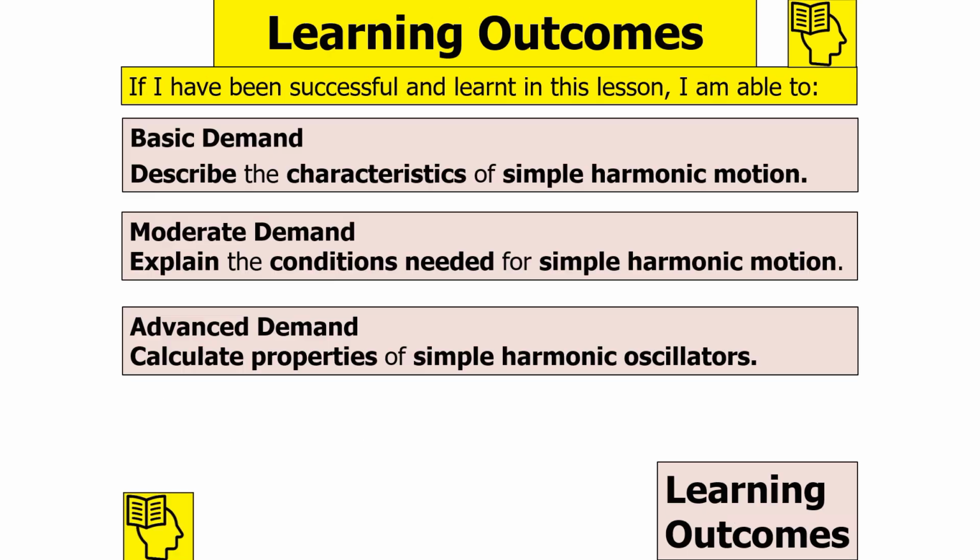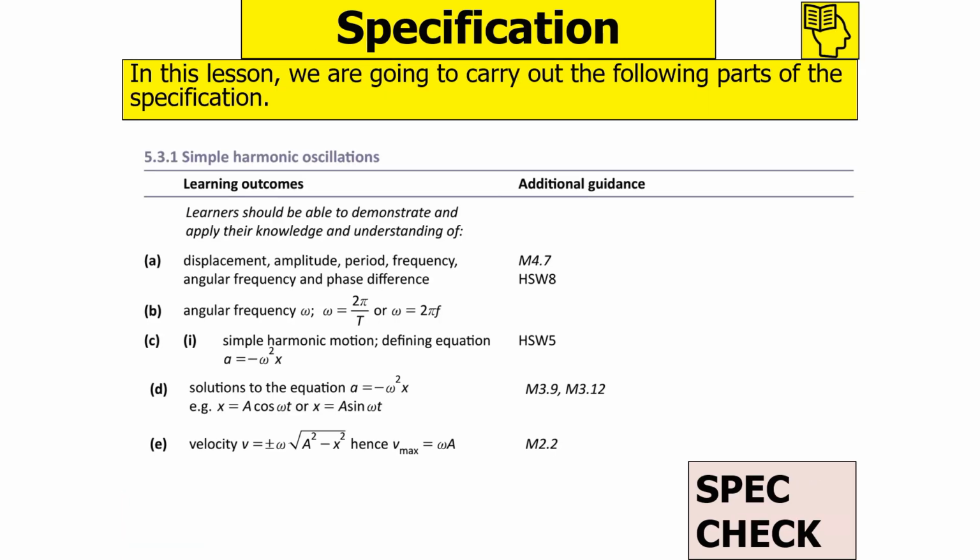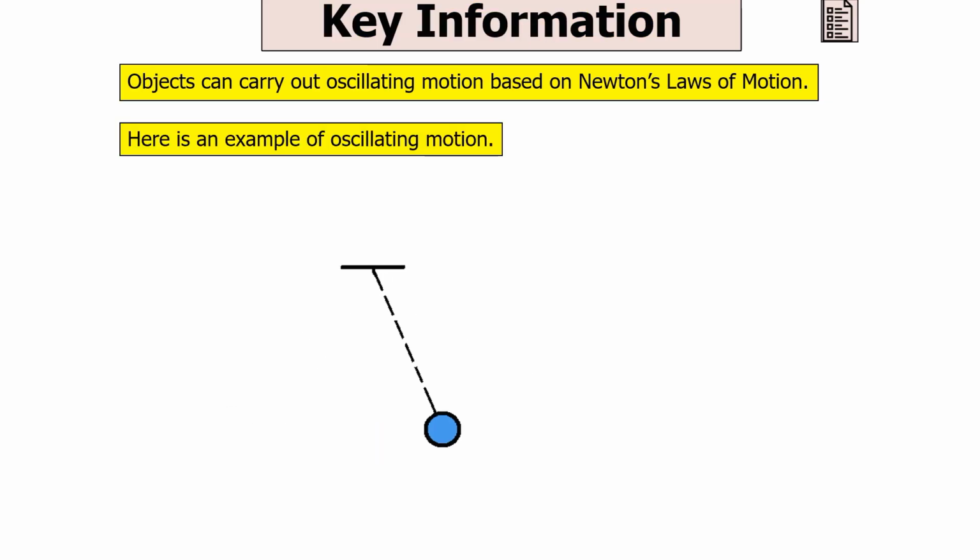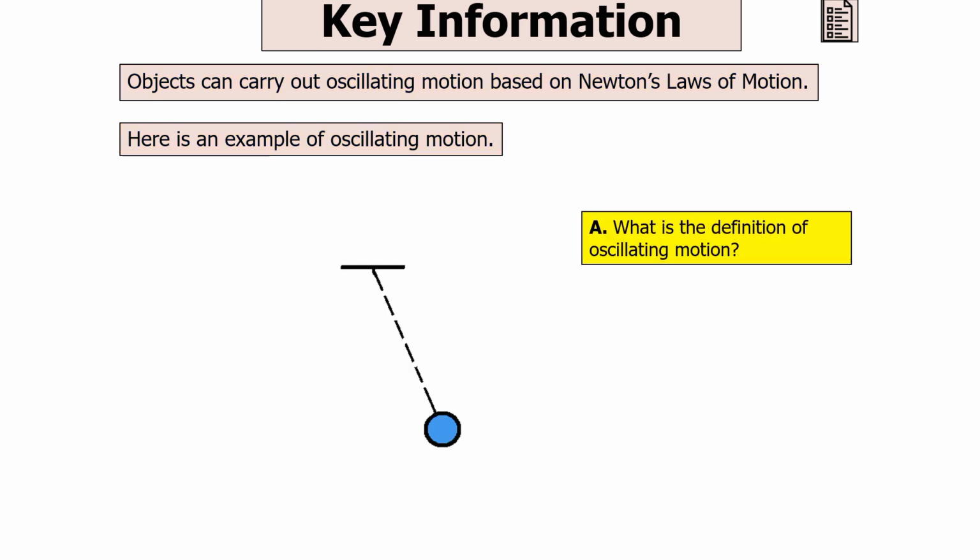So in today's lesson, we're going to be looking at the following part of the specification: 5.3.1 Simple Harmonic Oscillations. Now, objects can carry out oscillating motion based on Newton's laws of motion. So we can see on the screen now an example of oscillating motion. But what is the definition of oscillating motion?